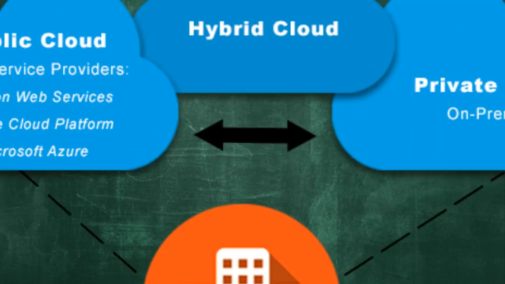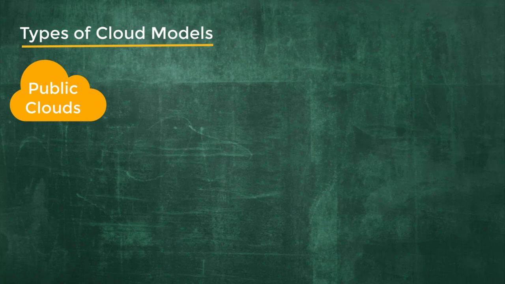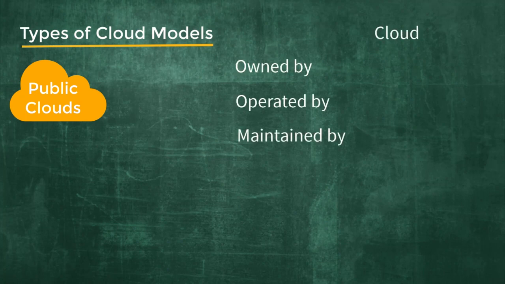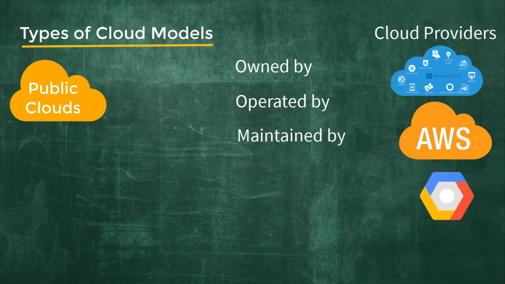Types of cloud models. In this video, we'll learn about public clouds. A public cloud is owned by the cloud services provider, who's also called a hosting provider. In this case, it could be Amazon Web Services, Microsoft Azure, or Google Cloud Platform. The cloud provider is a service provider, and they provide resources and services to multiple organizations and users.